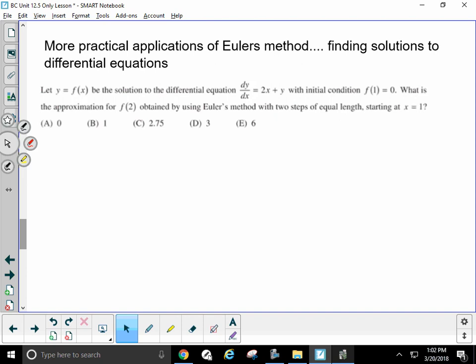Okay, this is a typical AP exam question. We have y equals f of x as the solution. That's kind of misleading because you're not going to be able to find the solution, but they're using it to reference finding f of 2. You do know the derivative of your solution: it is 2x plus y. You cannot solve this differential equation using separation of variables. You also know a point on the original function: f of 1 equals 0. What is the approximation for f of 2 obtained by using Euler's method with two steps of equal length starting at x equals 1?